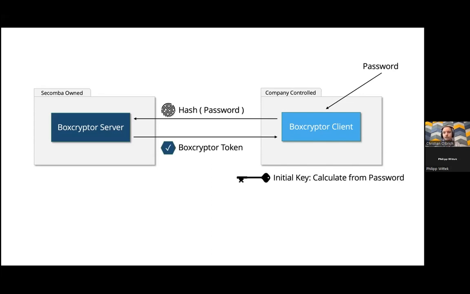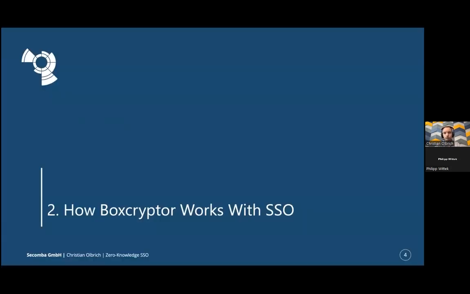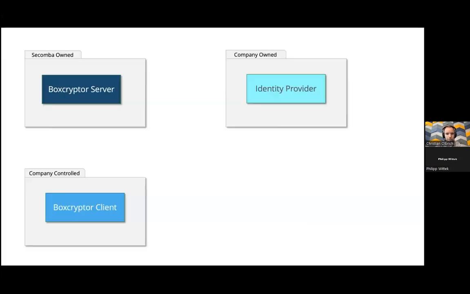If that works out, then you get a Boxcryptor token. And from the password itself, we can calculate an initial key. This initial key is used at the start of the chain to decrypt everything else, especially the private key of the user. From that, the chain goes on to finally decrypt the files. So we have Boxcryptor server access, and we've got the initial key. So far, so good. Now let's have a look at how things change when we add single sign-on to the mix.